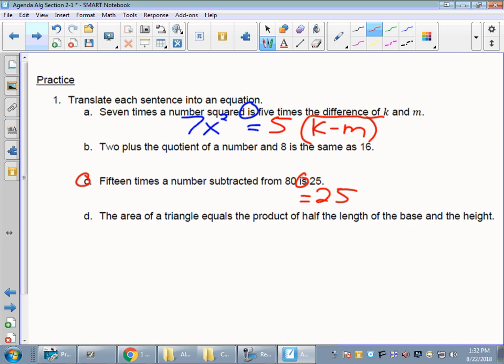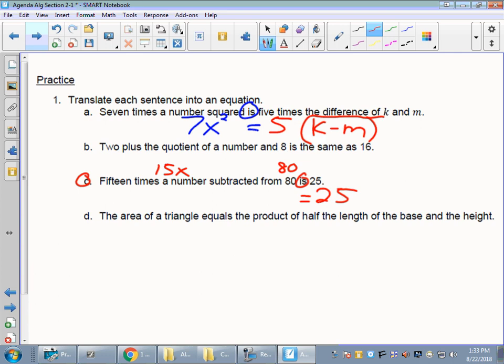Now the left side, 15 times a number subtracted from 80. So remember we talked about subtraction can be tricky sometimes. We've got to make sure that we figure out what order we're subtracting in. So make sure we pay real close attention when there's subtraction going on. So we've got a couple things here. We know 15 times a number is going to be 15x. And then we know this 80 is going to be 80. So what's happening when we read this problem? What order would it go in?